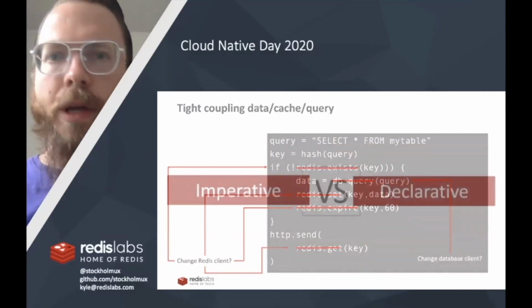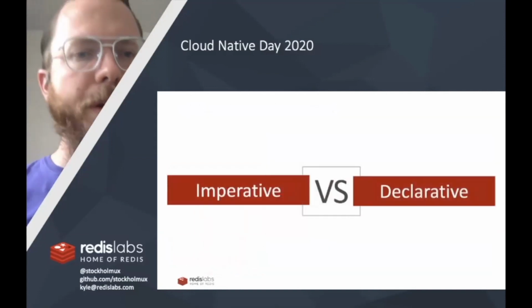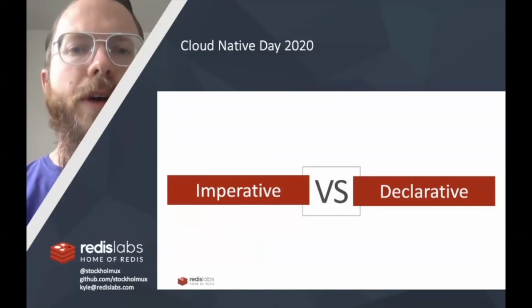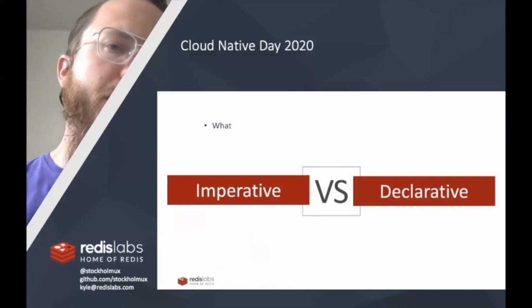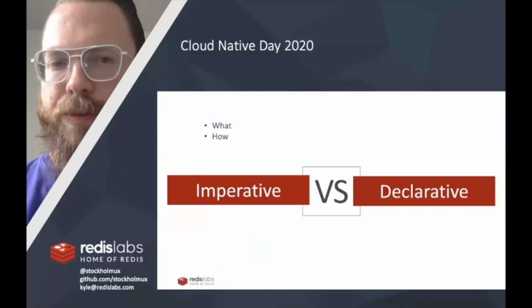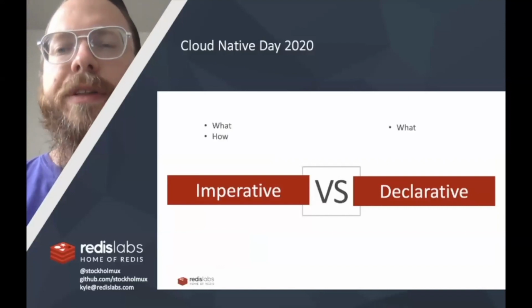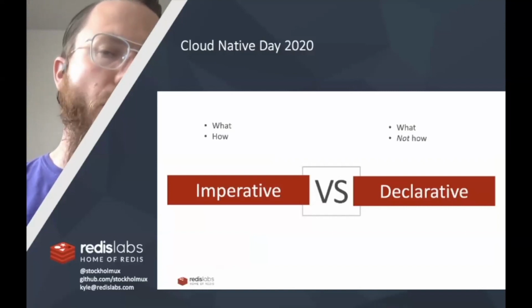So let me introduce you to some basic concepts, and I'll level set on them. We have two different types of programming here: imperative and declarative programming. Imperative programming tells you what and how to do something. Declarative, on the other hand, says what, but not necessarily how.